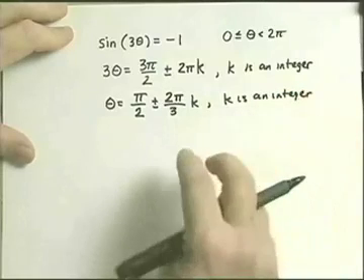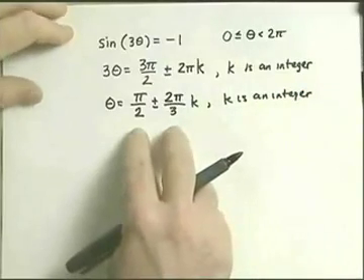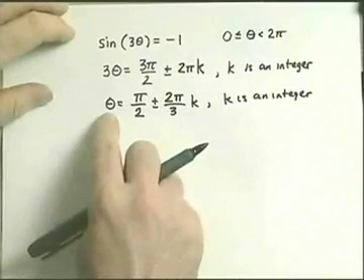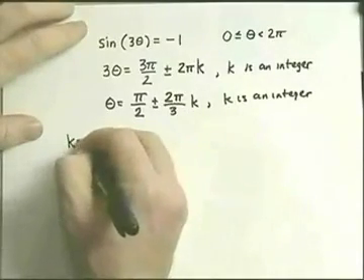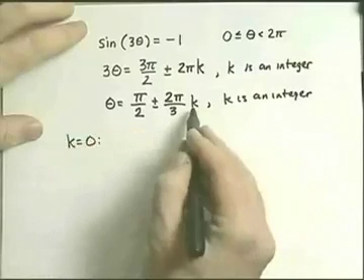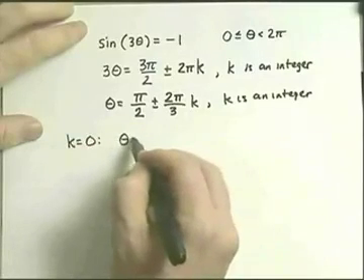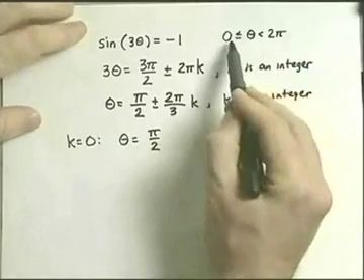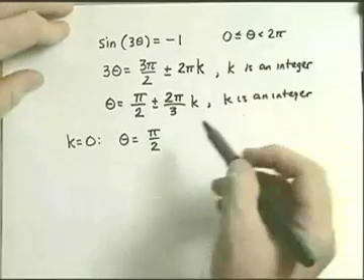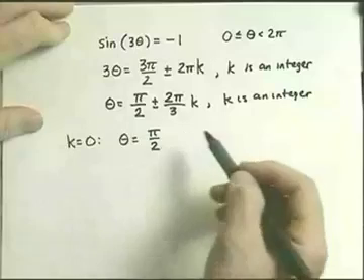Now what we can do is start listing out possible values of theta for different values of k. For example, let's say that k is equal to 0. For k equal to 0, we get that theta is pi over 2. Pi over 2 is between 0 and 2 pi, so that is part of the solution set.